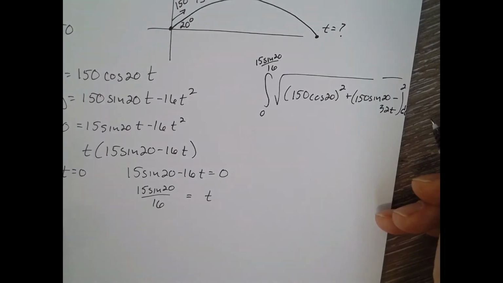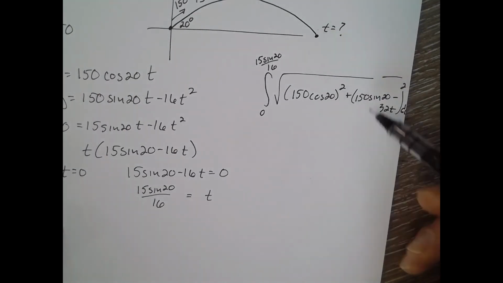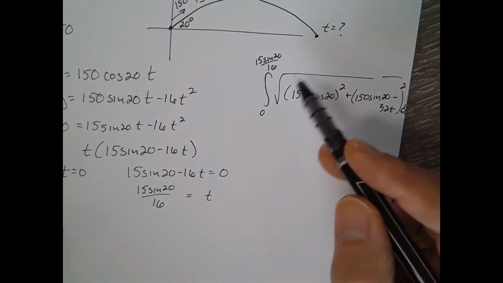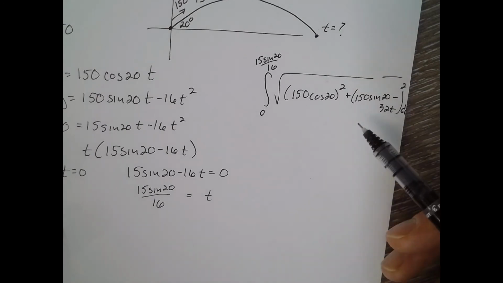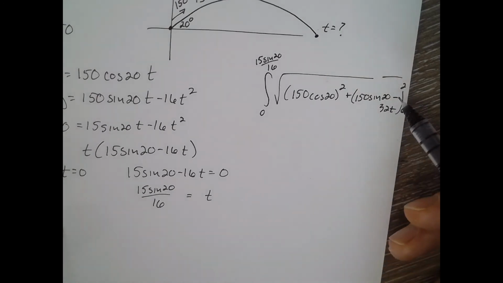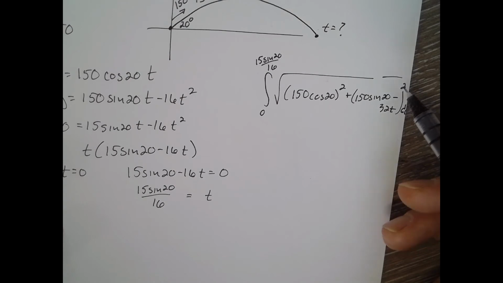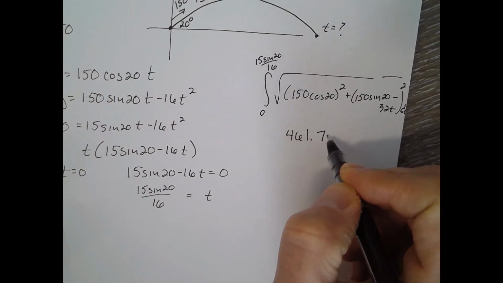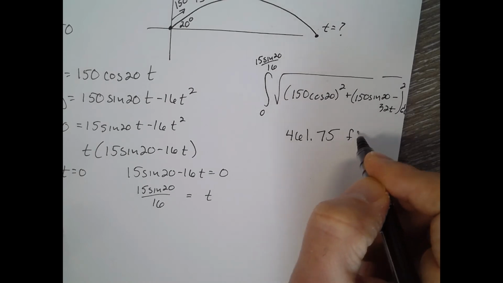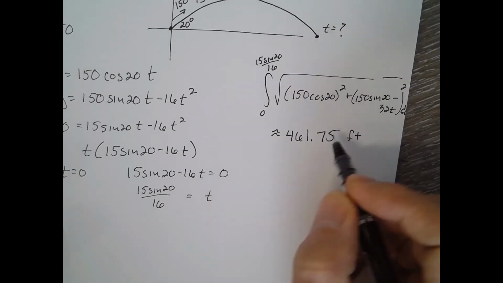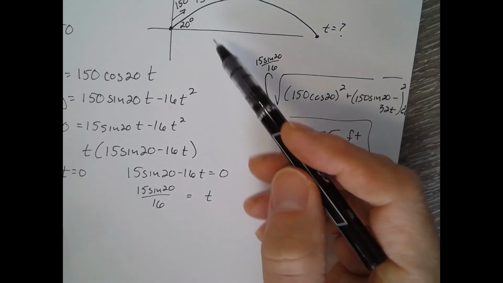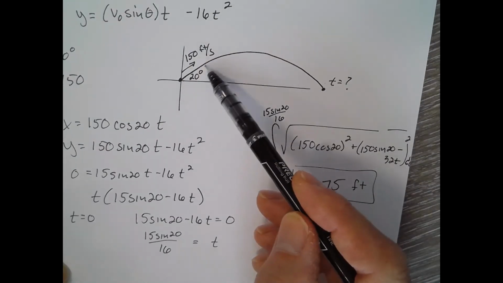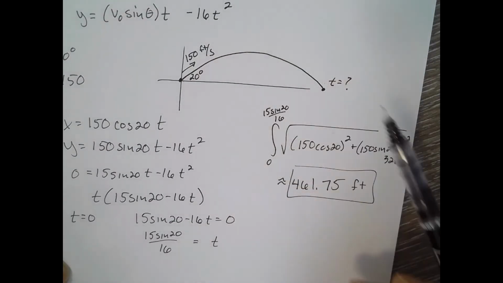Okay, so I'm not very interested in evaluating that by hand, so I would just plug that into the calculator and you get your answer. It's approximately 461.75, and our units would be in feet. Okay, so that's how far the projectile traveled from here all the way to here.